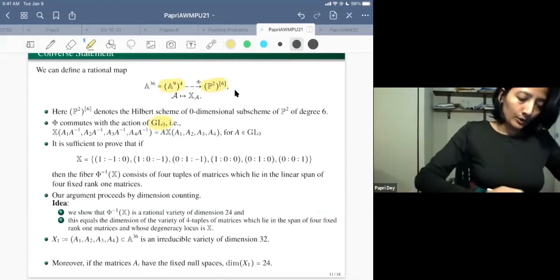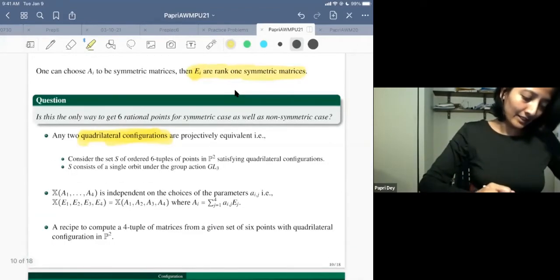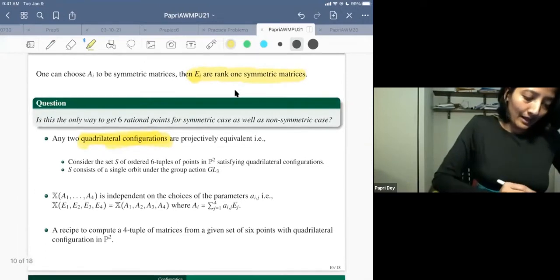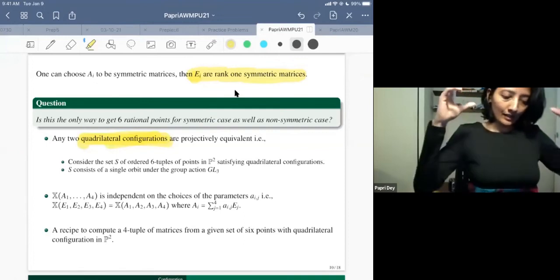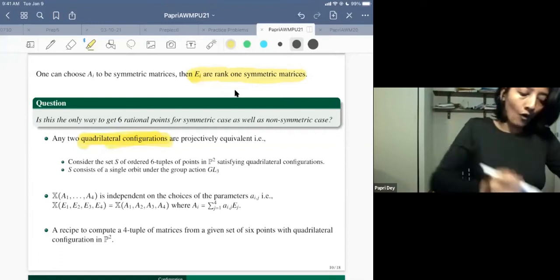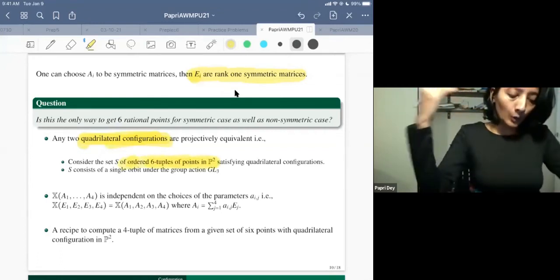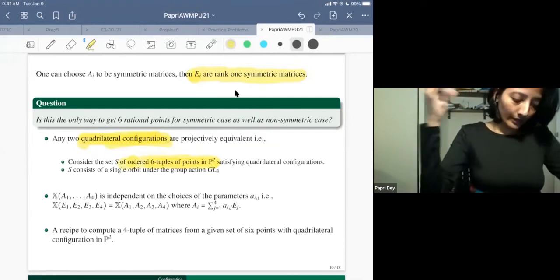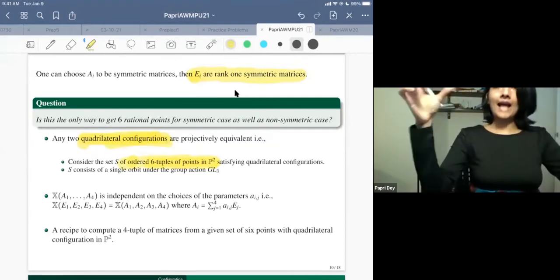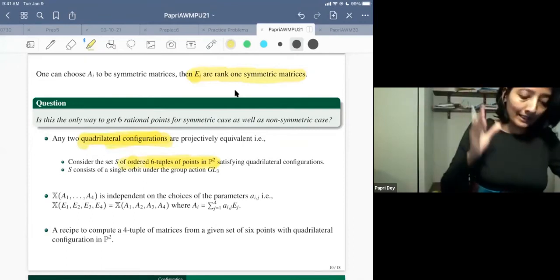So, the Hilbert space, yeah, we do have this rational map, and we also observe that this rational map commutes with the action of the general linear group. As we have also seen, I think due to time constraints, I didn't focus on the fact that we do have a nice property about the quadrilateral configuration. One of them is that if you consider the set S of all ordered 6-tuples of points, and then consider the group action of GL3 on that set, GL3 acts transitively on the set S. That means it will have exactly 1 orbit.